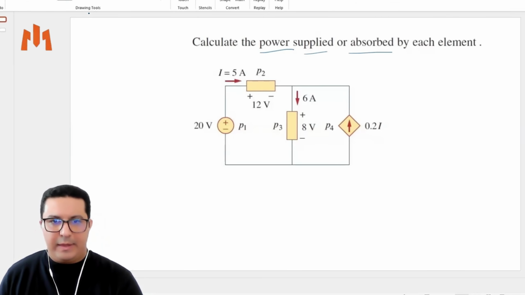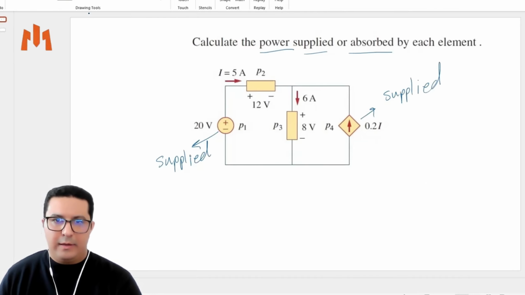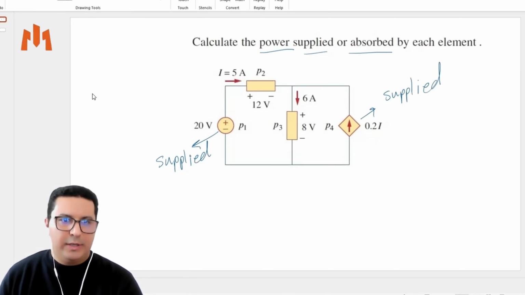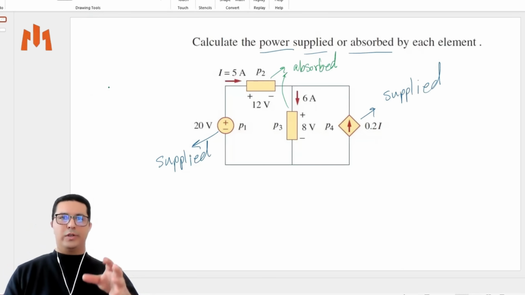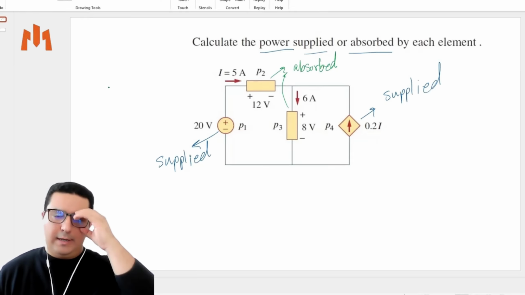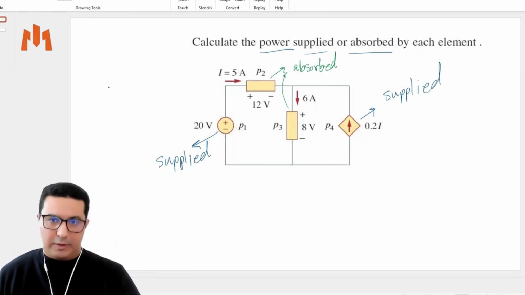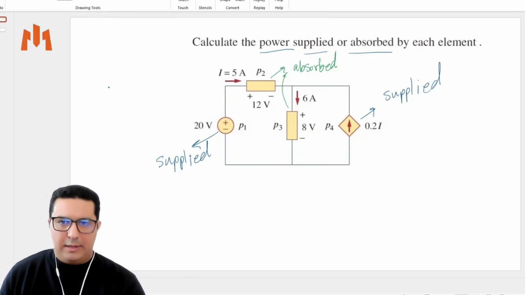As you see about the sources, they are supplied, this one and this one. I'll tell you why. And these two elements, let's change the color, this one and this one, they are absorbed. These elements you are going to learn in the future. Maybe they are resistors, maybe capacitors, or maybe other elements. But let's look at this part and try to solve it.